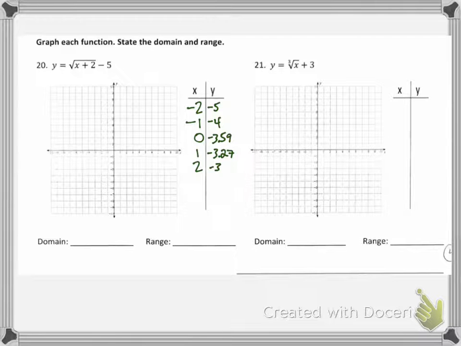So these are the few that come up when I punch it in. So it starts at -2, -5. -1, -4 is where it goes next. And then we start tailing off here a little bit.